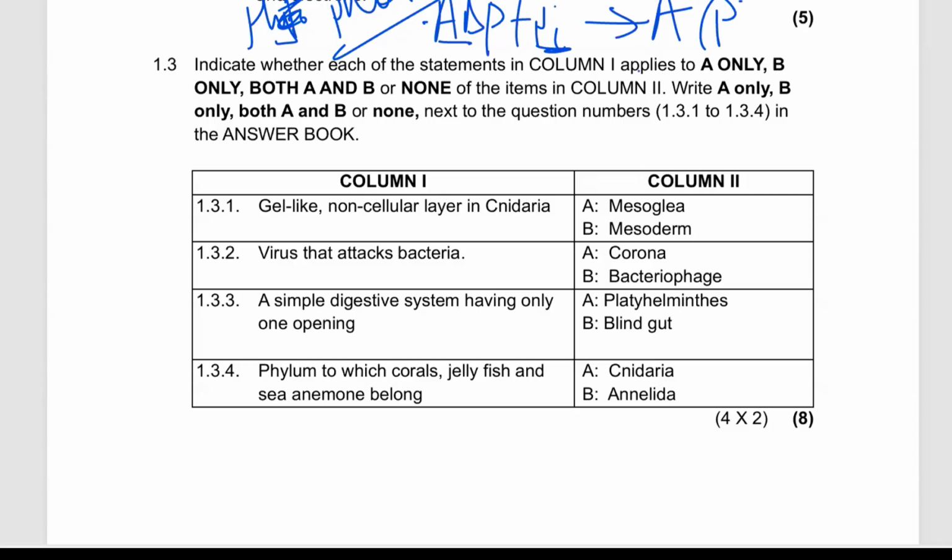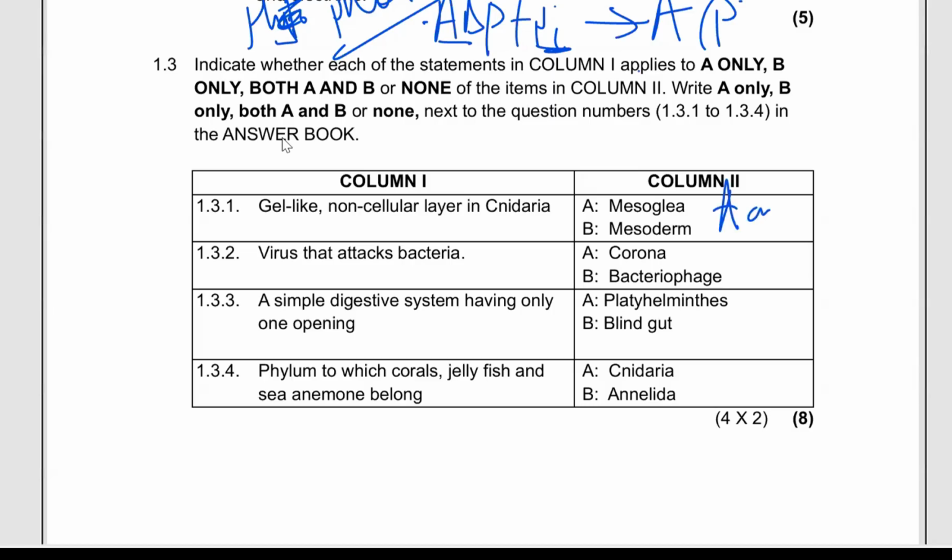We are saying indicate whether each of the statements in the column applies. Let's just go direct to the questions because we know the instructions. Gel-like non-cellular layer in cnidarians, how do you call that? We call it mesoglea. So the answer is A only. Then 1.3.2, the virus that attacks bacteria, we call it bacteriophage. It's B only.